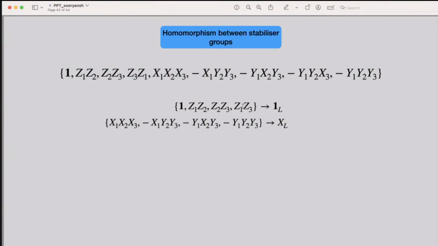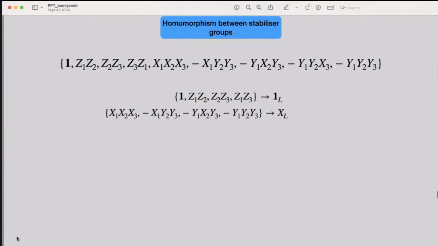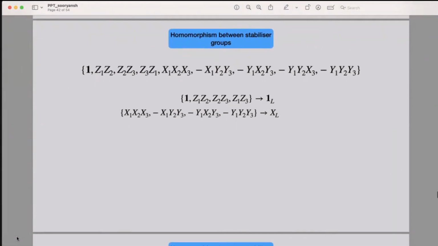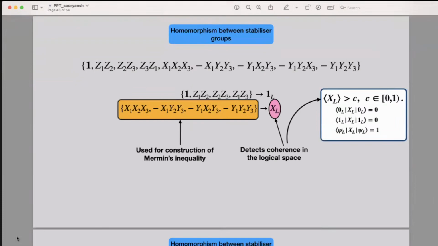Sorry, we cannot see your references below. So maybe you need to zoom out a little bit. Yes, now it is visible.